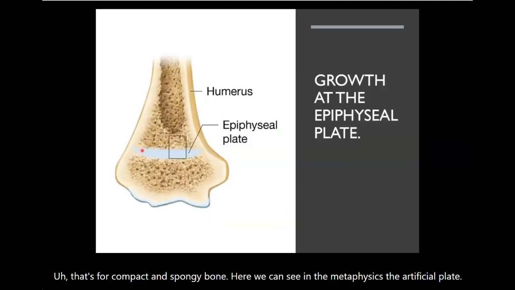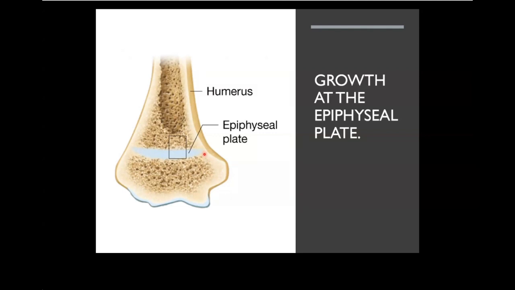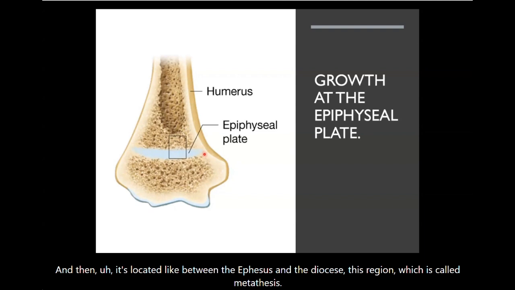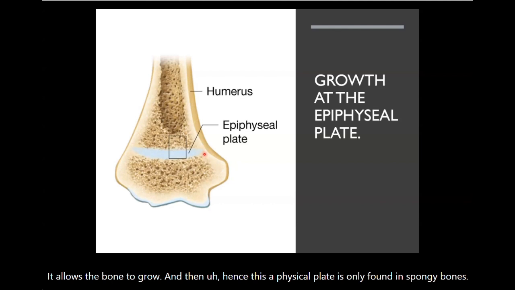And everyone, that's for compact and spongy bone. Here we can see in the metaphysis, the epiphyseal plate. And this is what I was telling you. This epiphyseal plate is a thin cartilaginous line, located between the epiphysis and the diaphysis region, which is called metaphysis. And basically this cartilage allows growth of bones, okay? It allows the bone to grow.